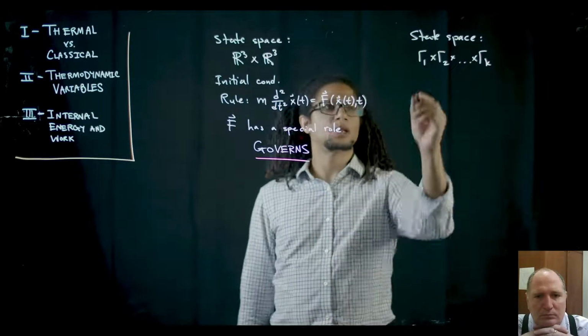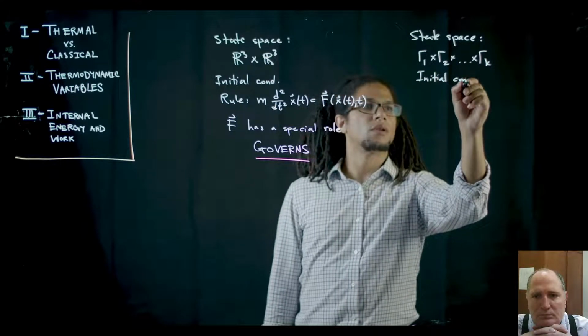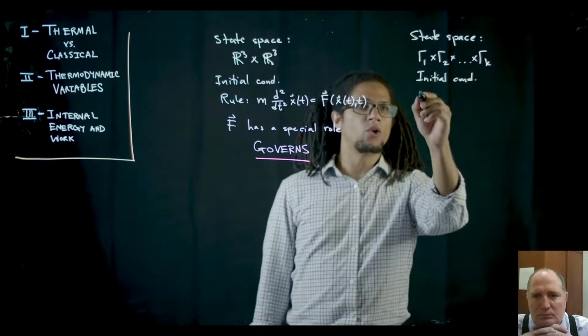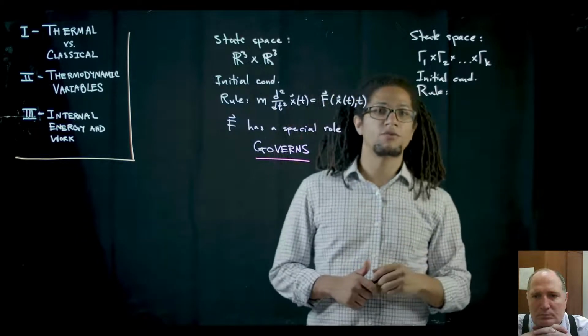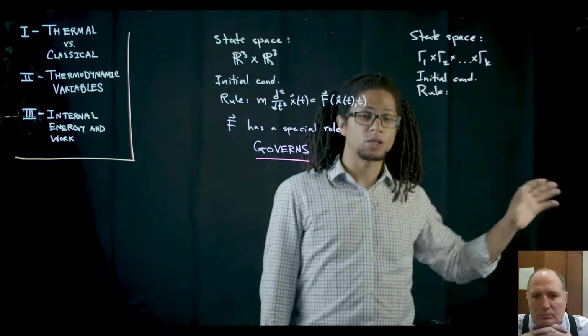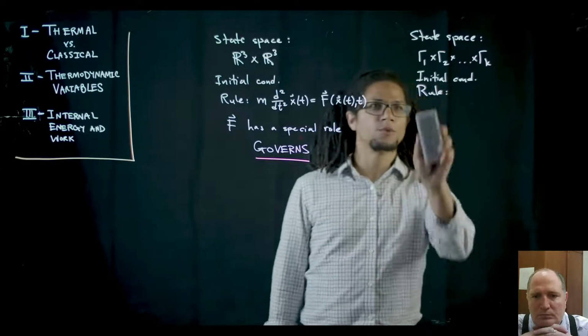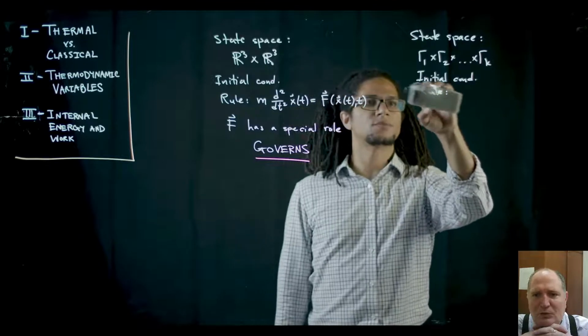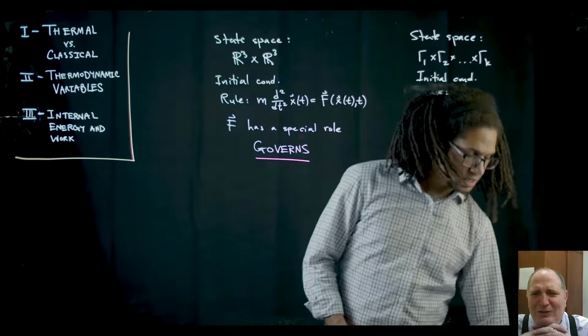We also need an initial condition. And we said that our rule was composed of the possible different operations, or I should say, the analogy of a rule that we get in this case, is a list of allowable operations.